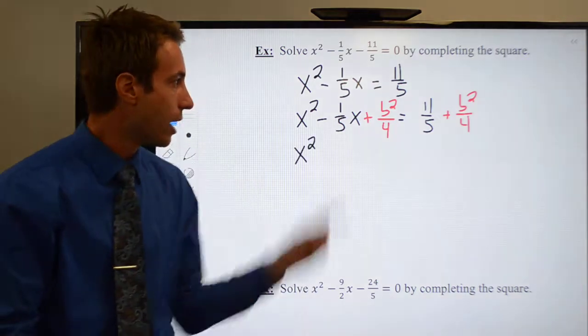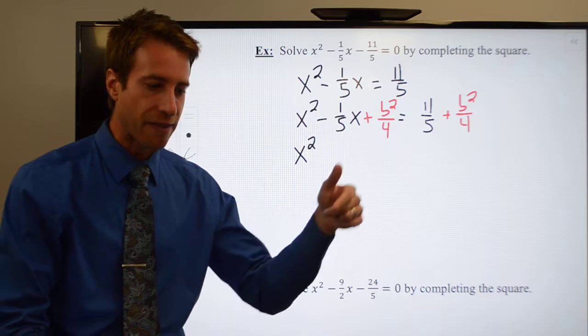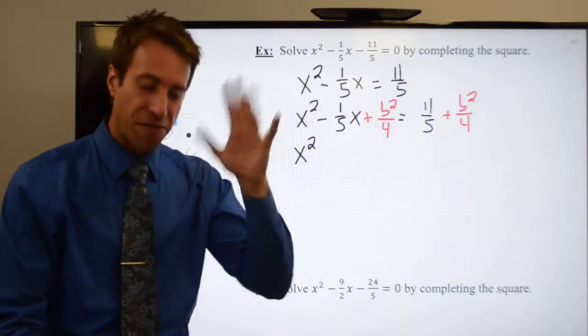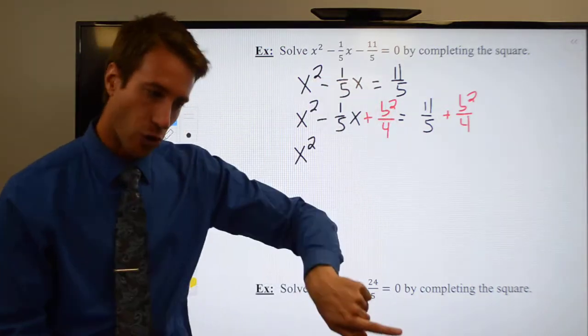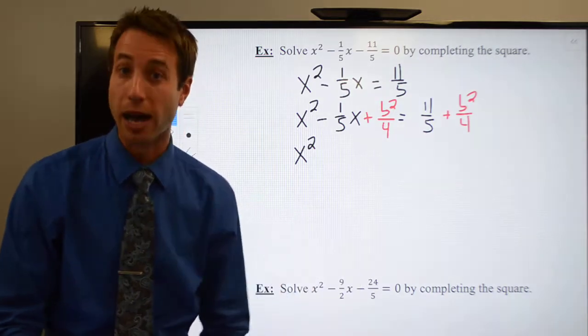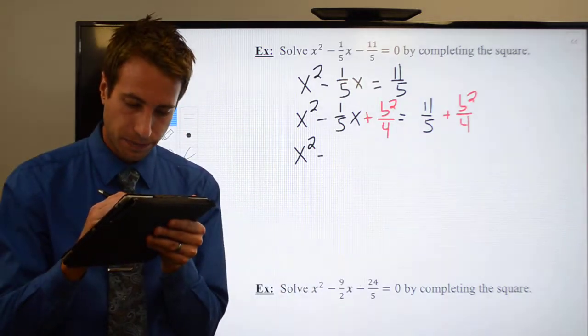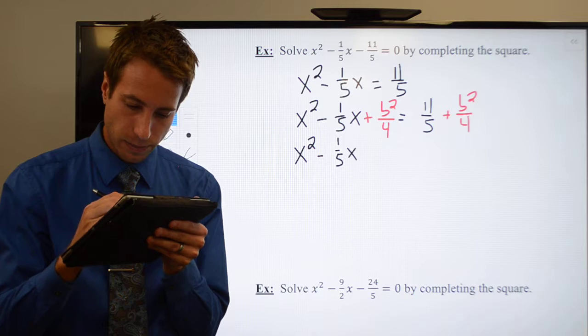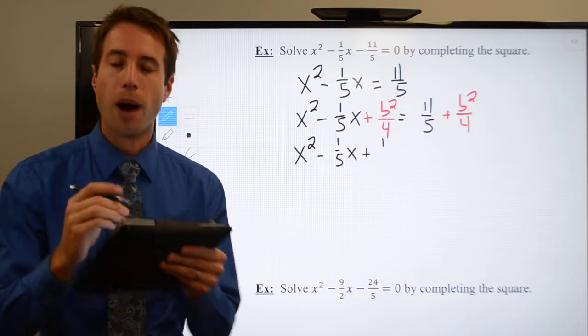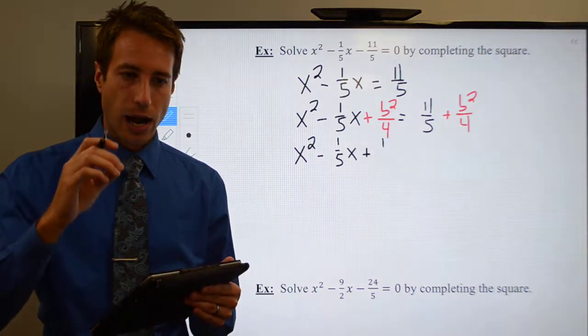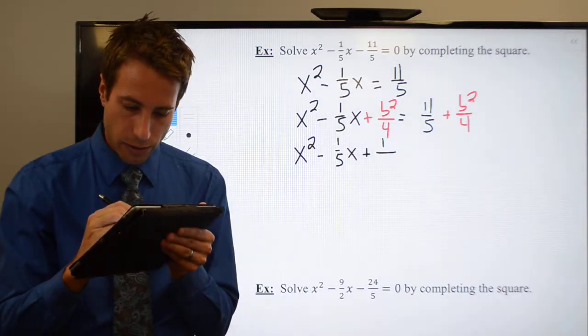And here's the reason why. 1 squared is 1, 5 squared is 25. It drops into the bottom, and 25 times 4 would be 100. So you wind up with 1/100.